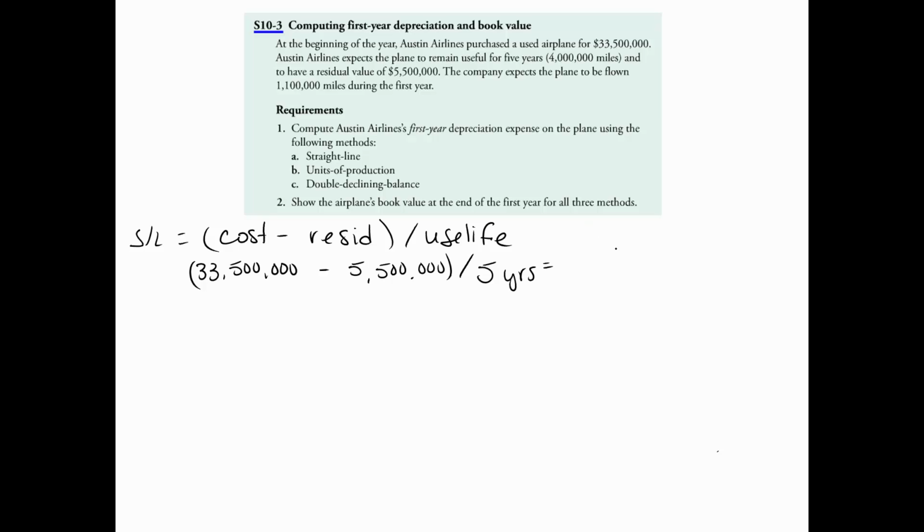I get depreciation expense of 5,600,000 per year. So the depreciable cost here is the 28 million divided by 5 years, which gives me 5.6 million per year if I'm doing straight line.